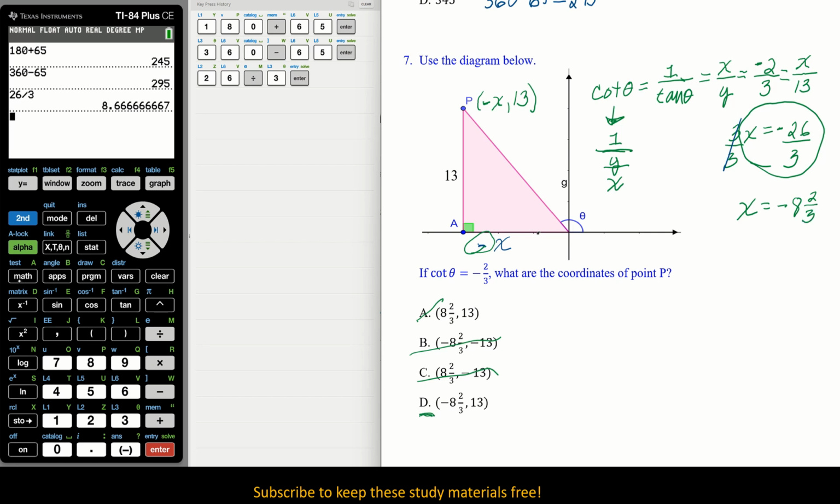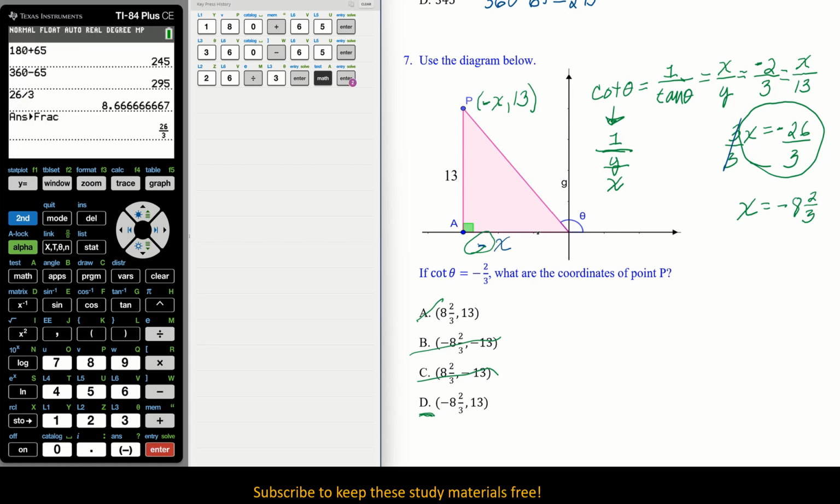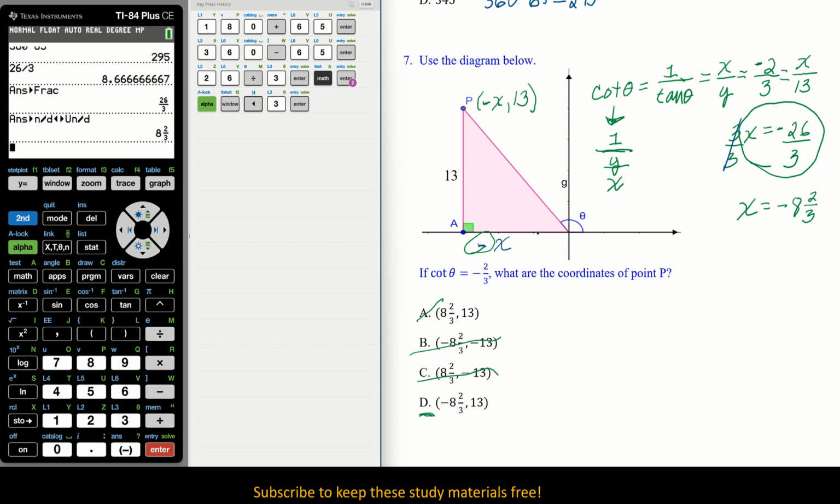Well, let's double check. Let's go math, and it's highlighted on what we want. Enter, enter. Okay, well, it tells us that we have a 3 in the denominator. Well, how can we remedy this? Alpha, window, arrow over, that's the number 3. Remember, if you've watched other videos with me, I pushed the wrong thing. So let's make sure we are pushing 3. Okay, enter, and there it is. Of course, without the negative, because we didn't put in the negative.